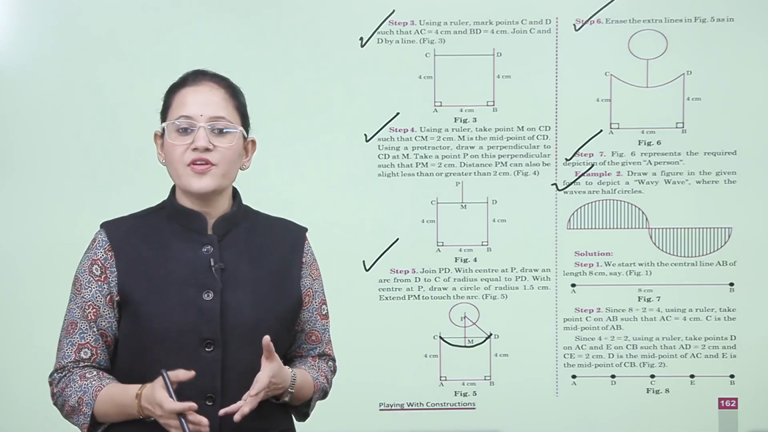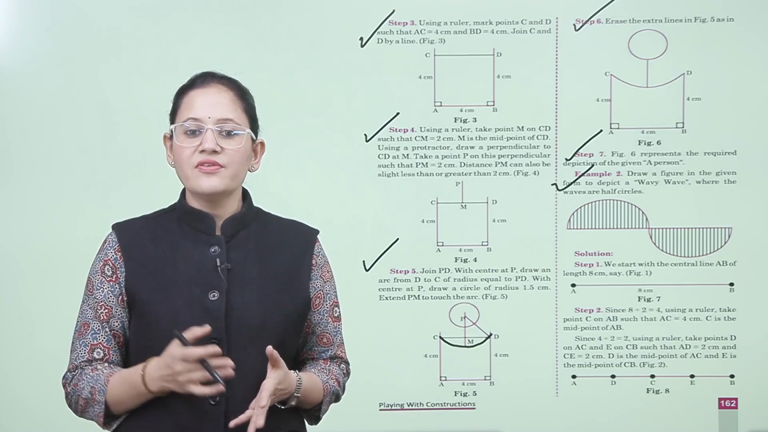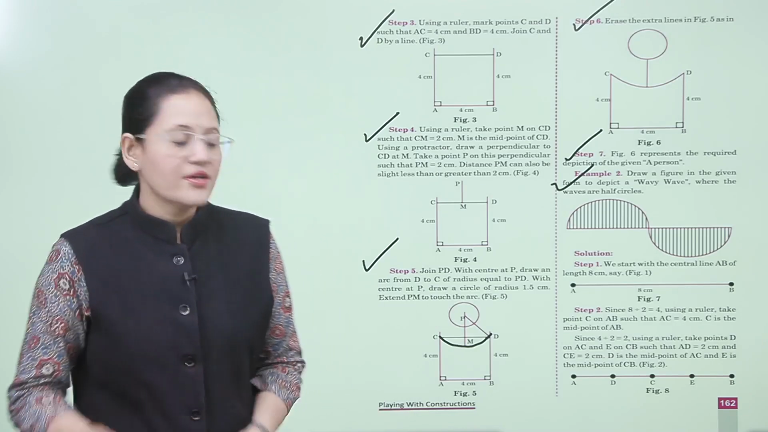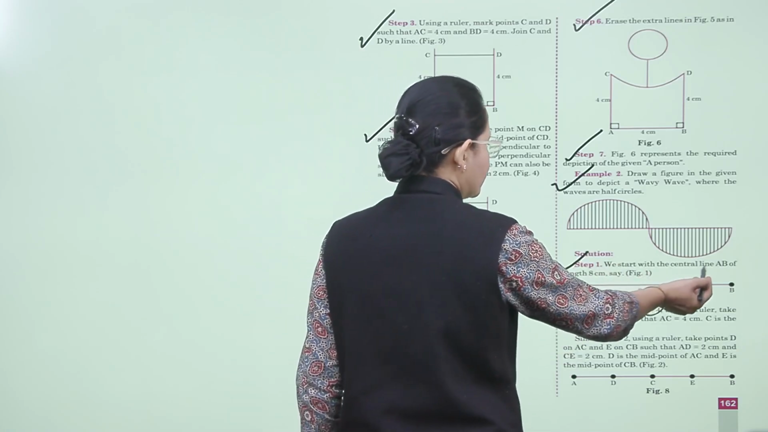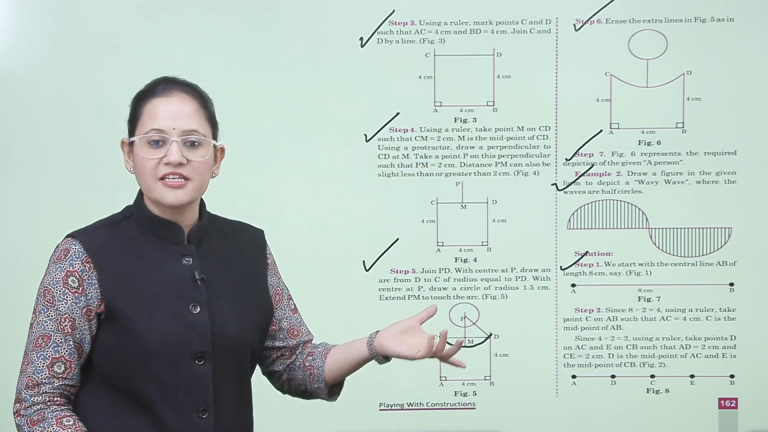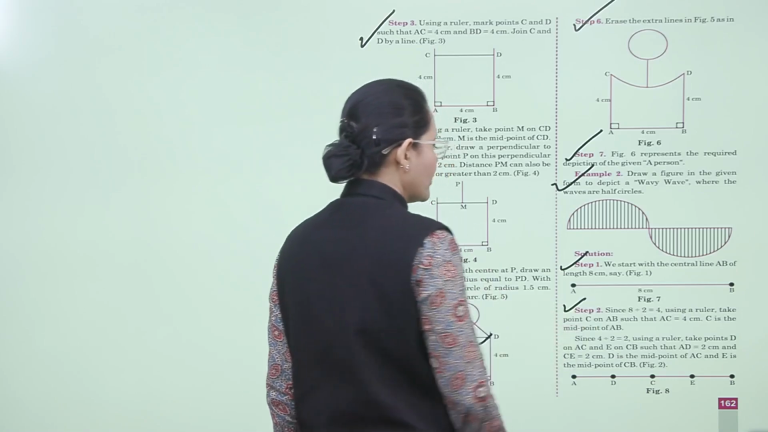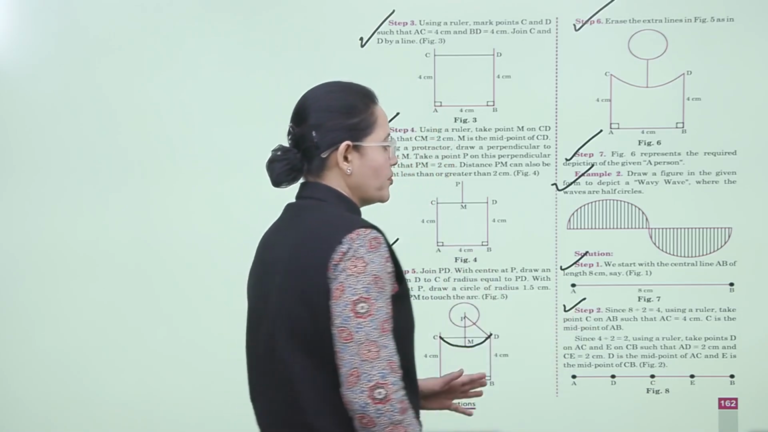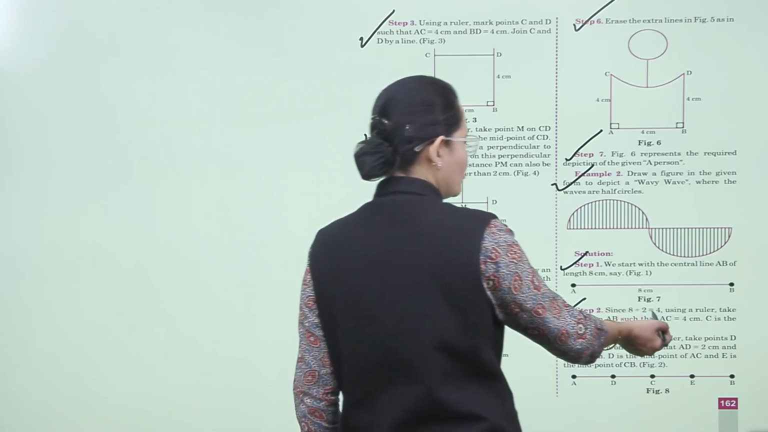Draw a figure in the given form and depict the wavy wave, where the waves are half circles. So we'll start with making a center line AB. That length is 8 centimeter. Clear? Now step 2. Since 8 divided by 2, because we have to find the midpoint, just half of it, so we'll divide by 2, 4.